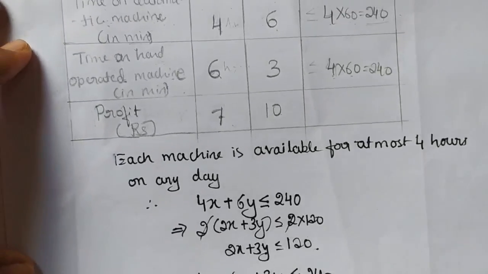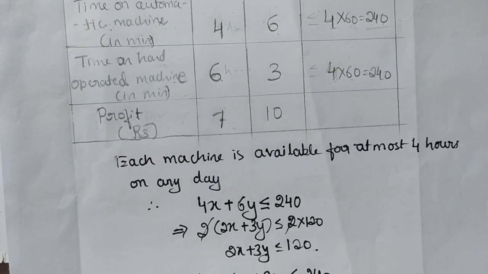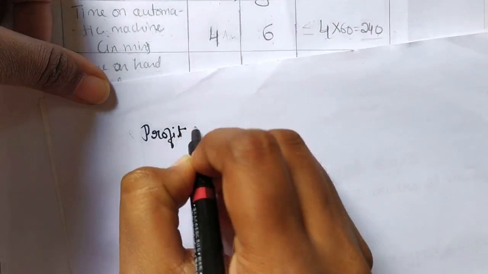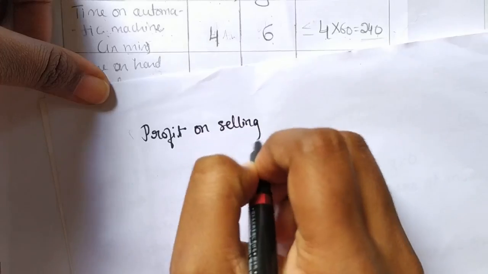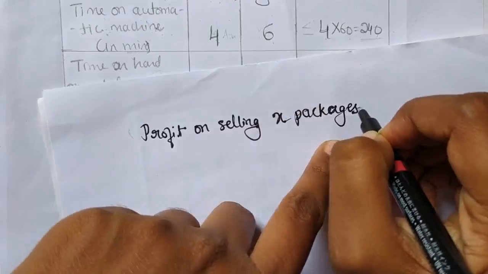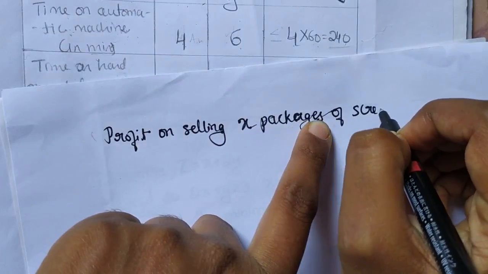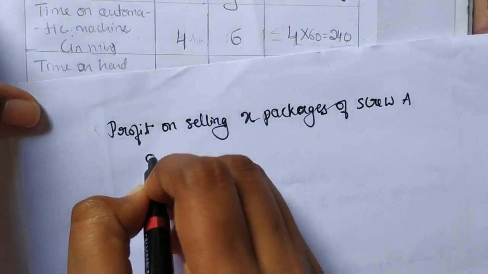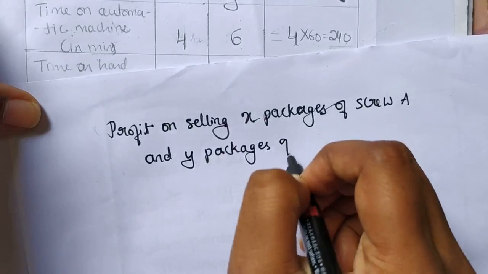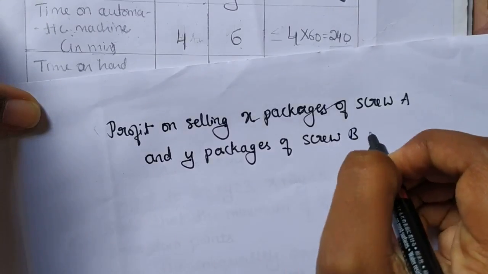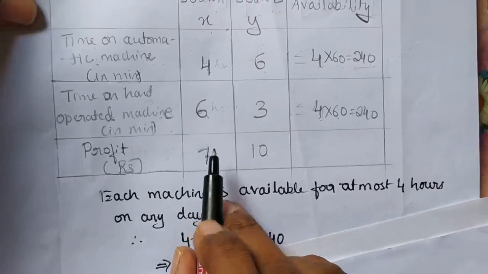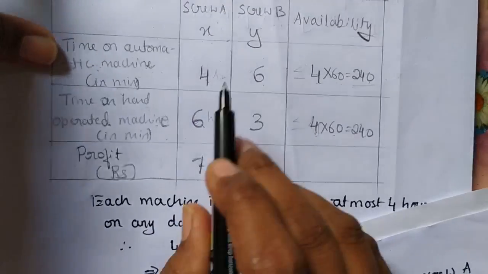These two are constraints. And then the objective function: profit on selling x packages of screw A and y packages of screw B is Z is equal to, for one package profit is rupees 7 on selling screw A. For x packages it will be 7x.